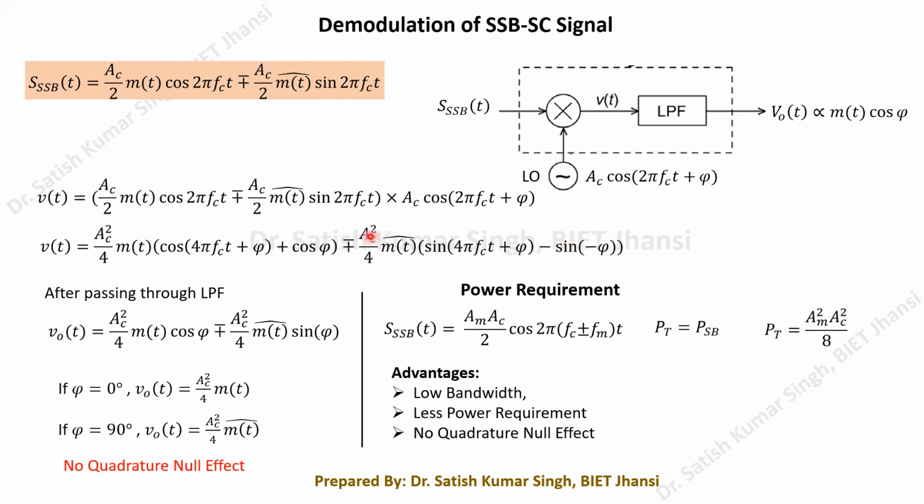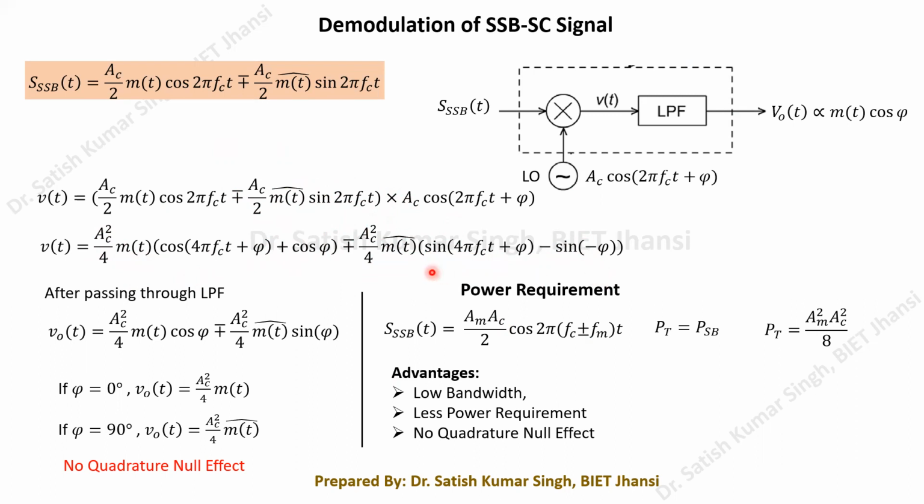After using that trigonometric formula, we can finally get this expression: Ac²/4 m(t) times [cos(4πfct + φ) + cos φ], then minus plus sign, then Ac²/4 m^(t) times [sin(4πfct + φ) − sin(−φ)]. This will be our expression. It is very simple to show. Try to do this.